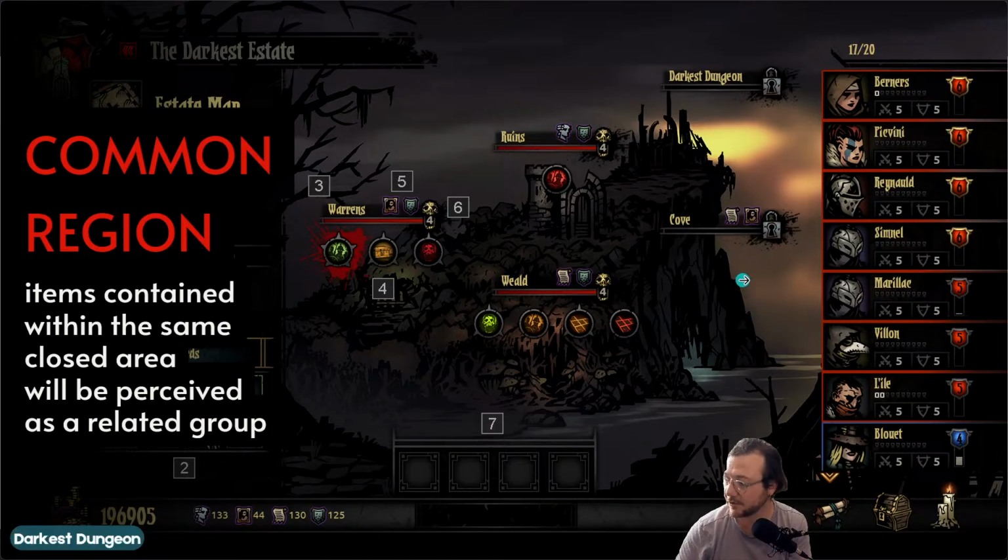Ammo near gun icon, proximity says it's the ammo for that specific gun. Yeah, that's a good example as well, right?